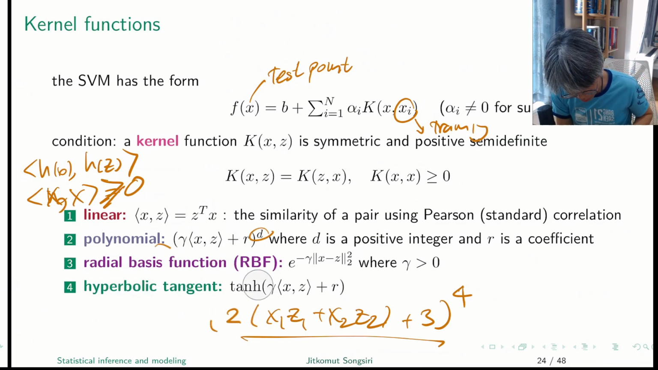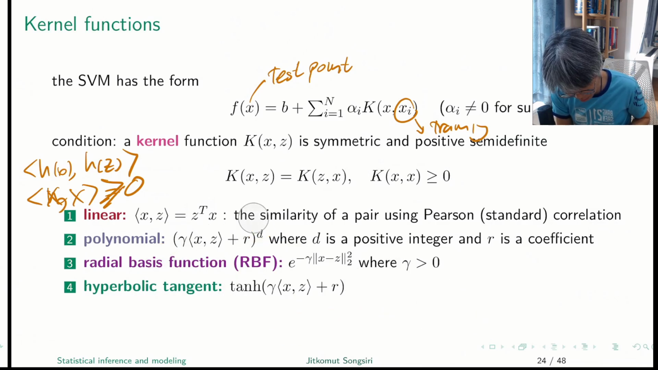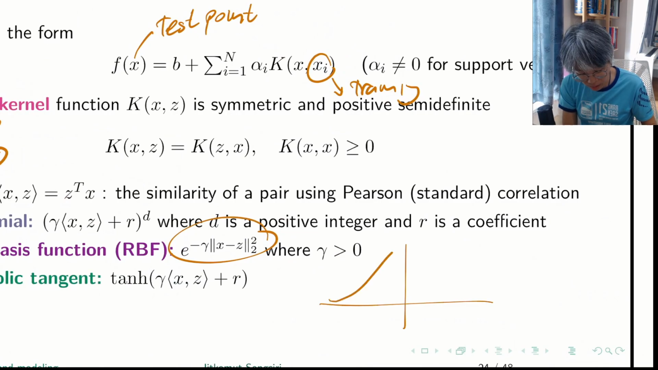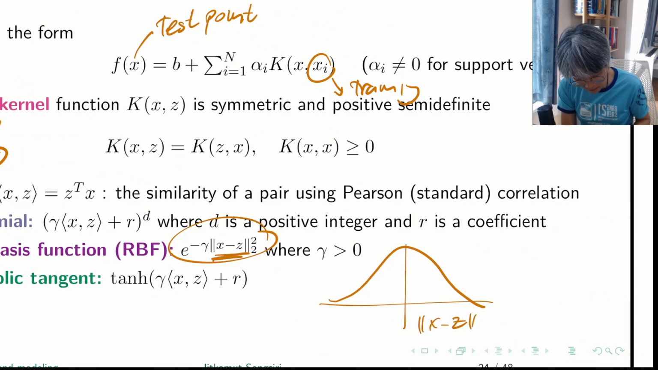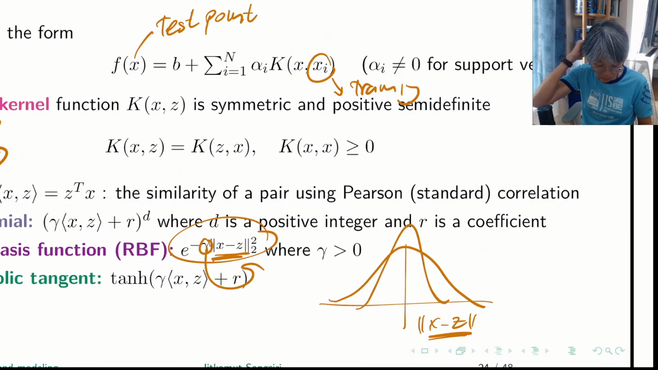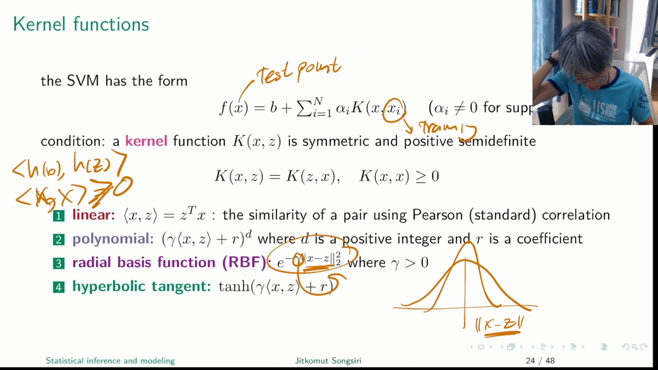The third example is the most popular one, the radial basis function. It takes the form of the Gaussian curve, where gamma is the decay rate. On the x-axis is the distance between x and z. So gamma gives you how fast it decays. It's like the inverse of the variance in the Gaussian density function.